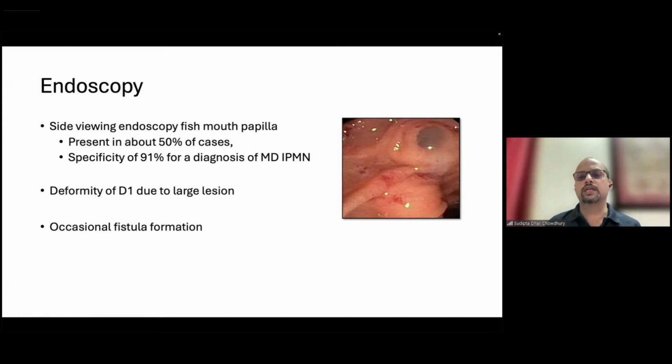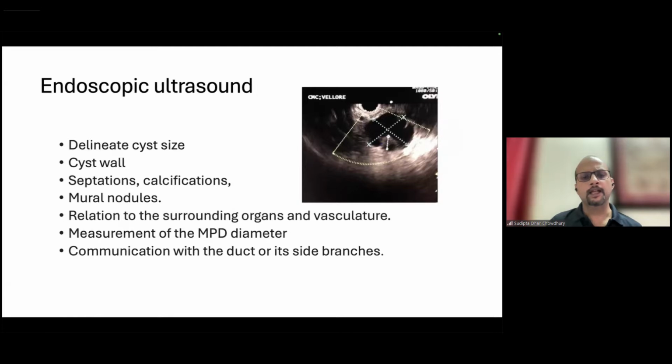And if you're doing an EUS and you see this, you probably don't need to proceed further with the EUS. Large lesions can deform the duodenal lesion, and occasionally there can be fistula formation. But endoscopy, beyond the diagnosis of fish mouth papilla, doesn't have much value in the diagnostic algorithm of cystic neoplasms. Therefore, we look at something more advanced than endoscopy, and that is endoscopic ultrasound.